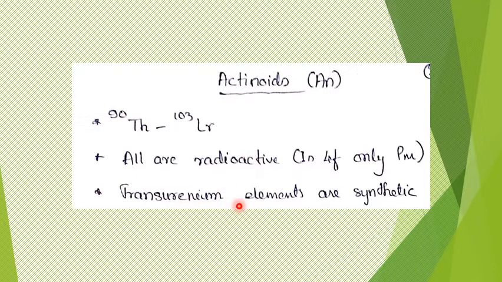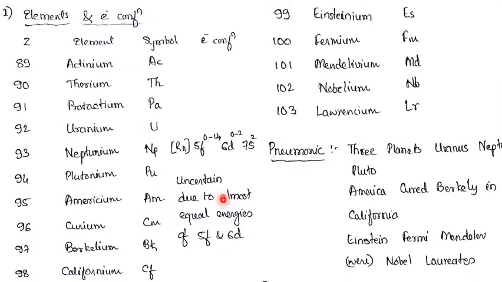Transuranium elements, most of them are synthetic, and that is the other reason why the chemistry of actinoids is still not explored. But including actinium, all 15 actinoids are known. So which are those elements, and how to remember the names of actinoids, those aspects we shall see.